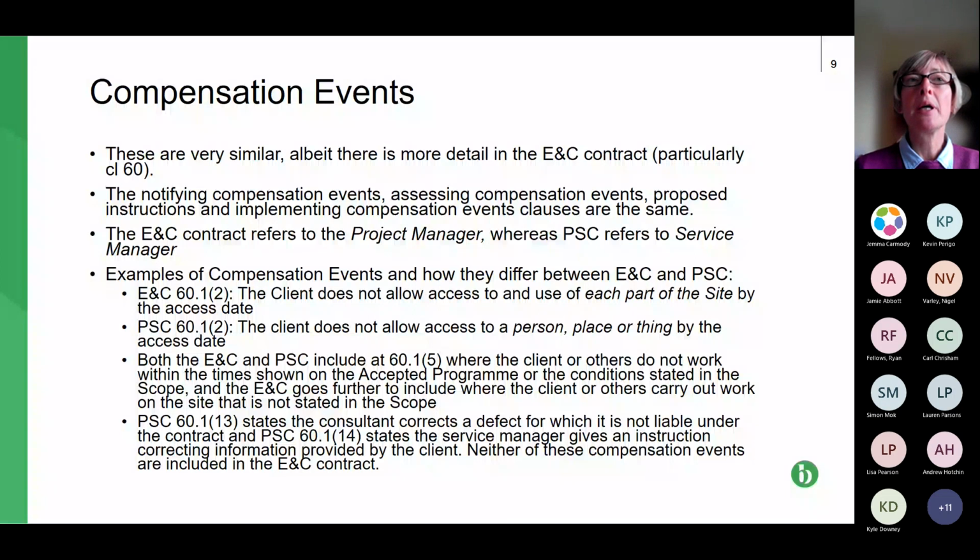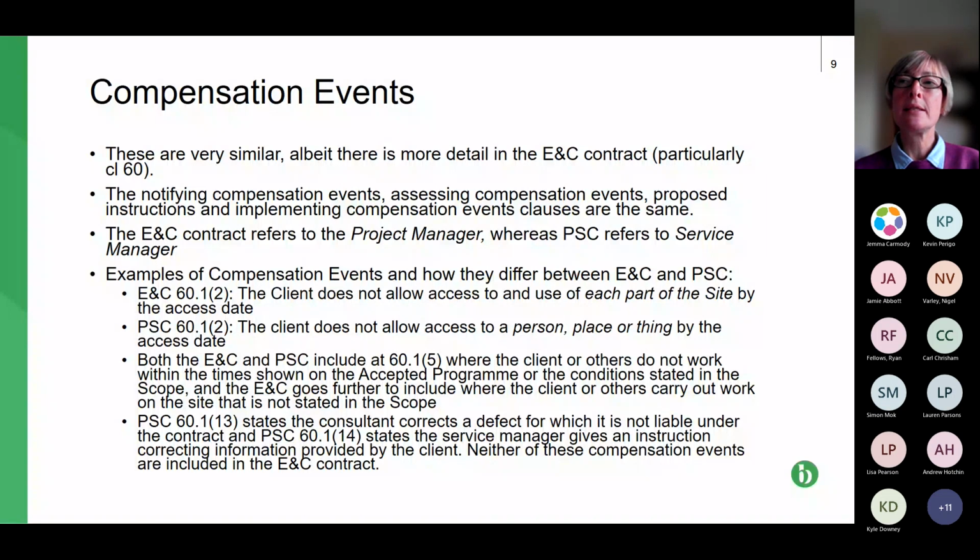So the requirement to notify compensation events is still the same. And also the requirements for assessing compensation events, for the provision of quotes, etc. So all those things that we talk about generally are all the same.